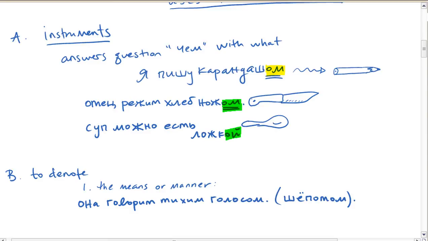So we could also describe the manner in which somebody walked, right? Он шел быстрым шагом. So like with quick steps. So he walked quickly. So the instrumental is indicating the means or the manner in which something is done.